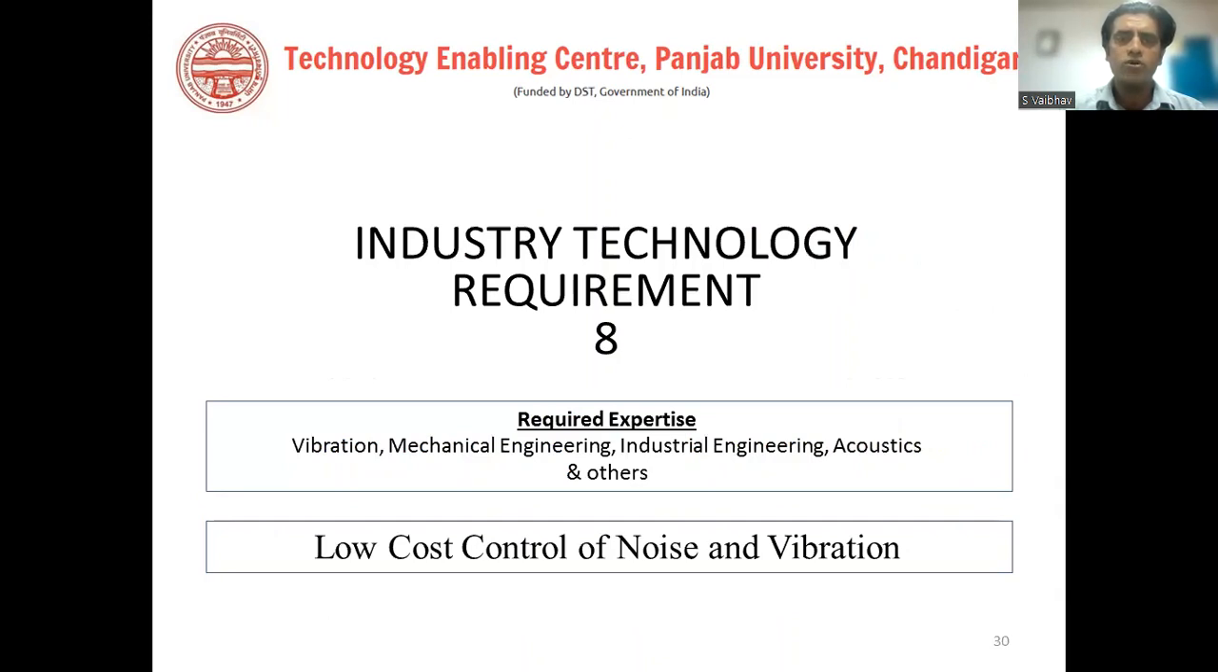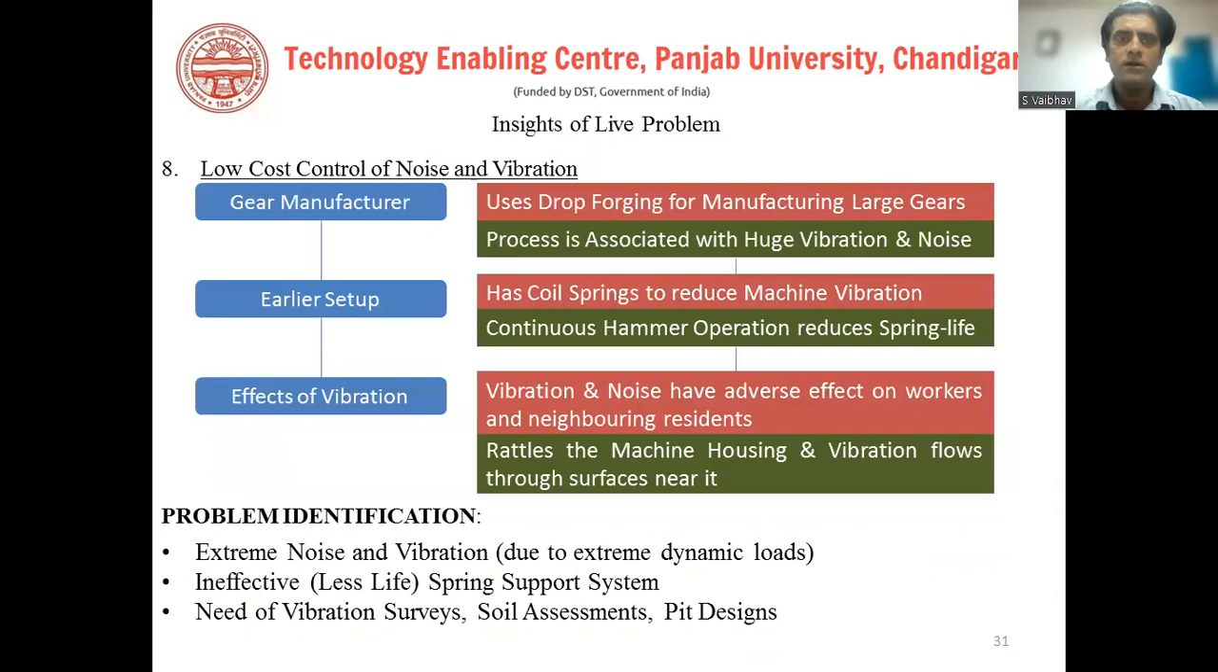The next industry technological requirement is in terms of low-cost control of noise and vibration, in which we require expertise from vibration and acoustics, mechanical engineering, industrial engineering, and other departments may collaborate. For assessing this problem, we had visited a gear manufacturer industry that uses draw forging for manufacturing of large gears. The process is associated with huge vibration and noise.